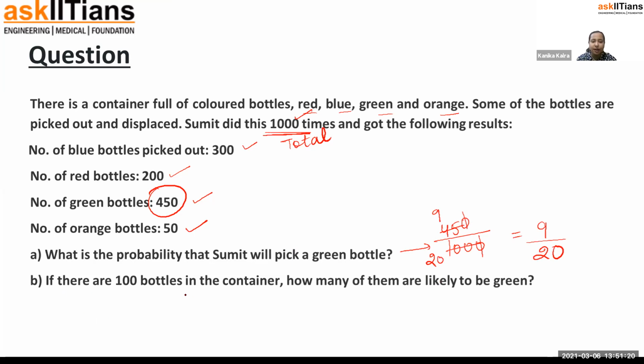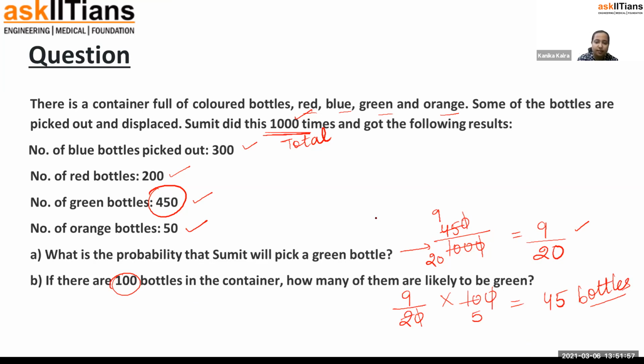Next is, if there are 100 bottles in a container, how many of them are likely to be green? Now you have to find out the ratio first with respect to the given question, and then you need to multiply it with 100. It's like the unitary method. So you have 9 over 20 into 100. The zeros get cancelled, 20 and 100 get cancelled by 5, you get the result as 45. So this is how we solve this question.